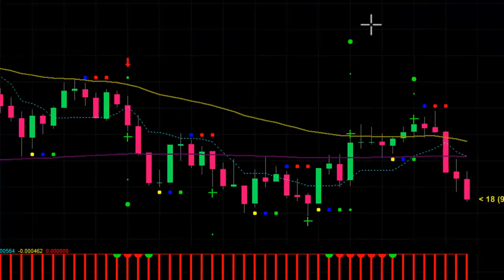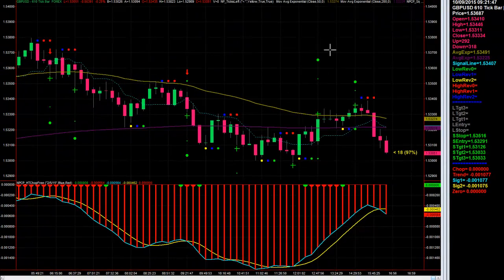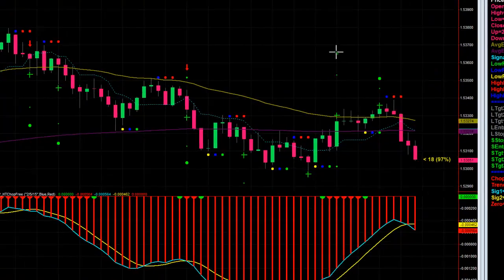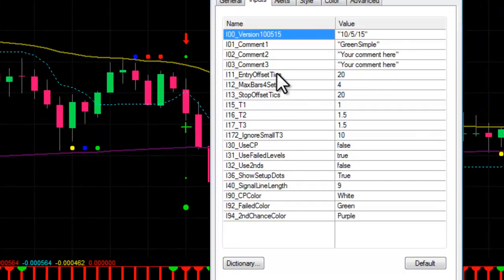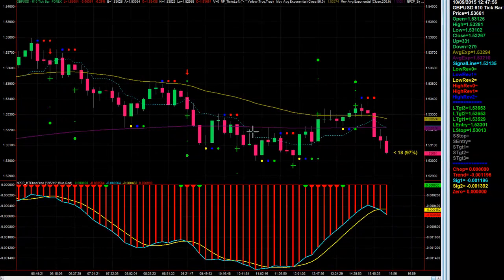So here's a 610 tick pound US dollar. I had to go into the calculator, of course, and change the entry to make it 2 pips and 2 ticks. So I added a 20, added the extra 0, right? But same chart. Didn't do anything. Green trades. Never looked at this chart ever in my life. 610 tick, pound US dollar.